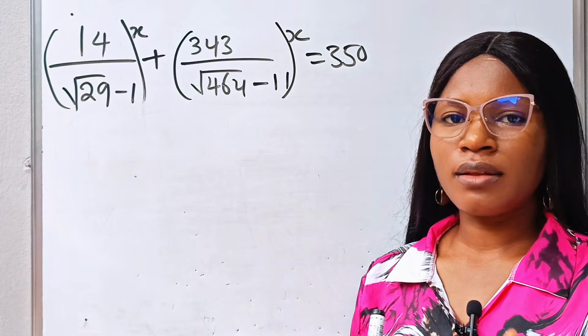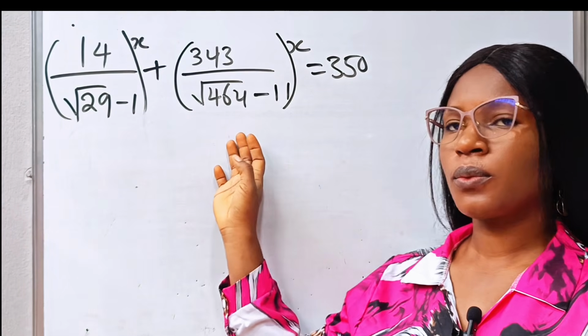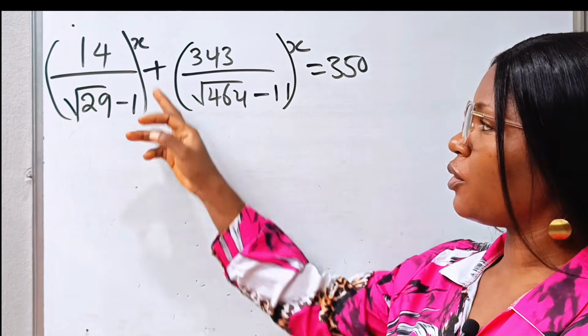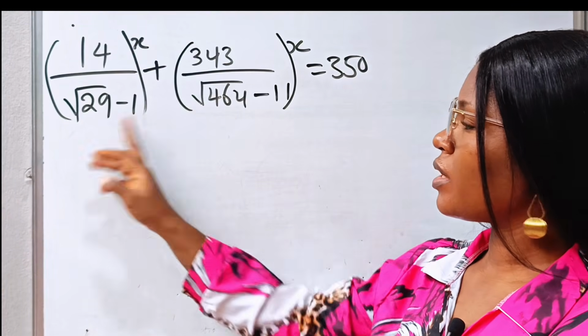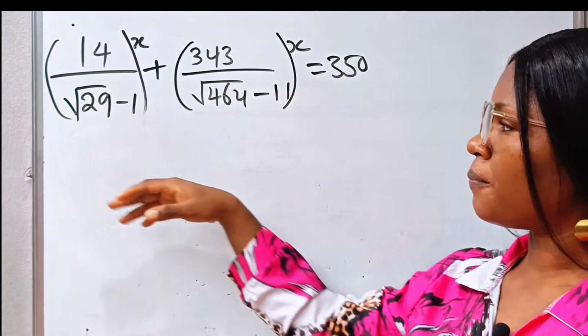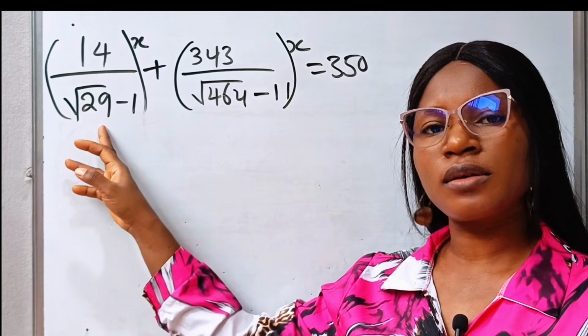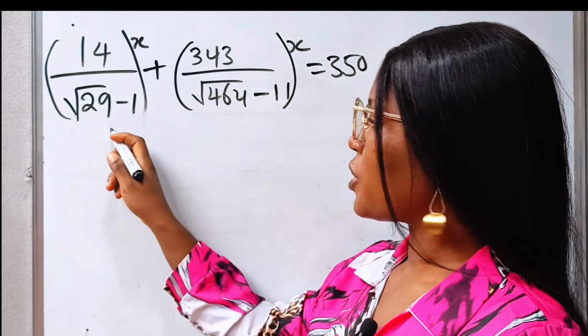We have an amazing math question to solve. In this exponential question, we are asked to find the value of x. Looking at the denominator, you can see that both of them are surds, right? And you cannot go further except to rationalize the denominator. So the first thing will be to rationalize.